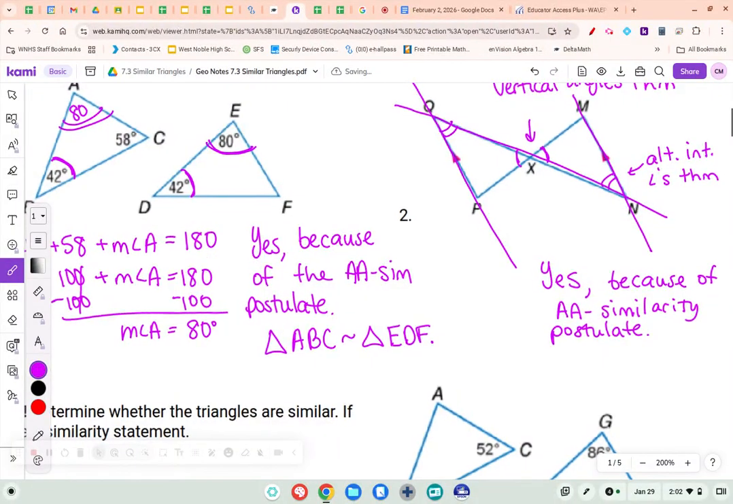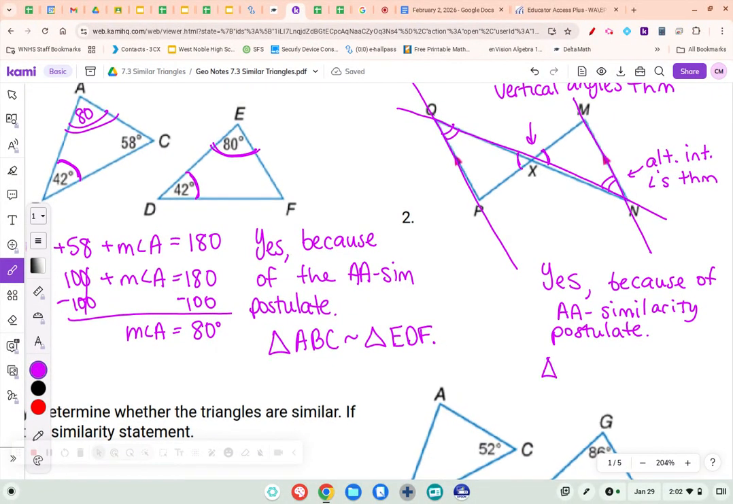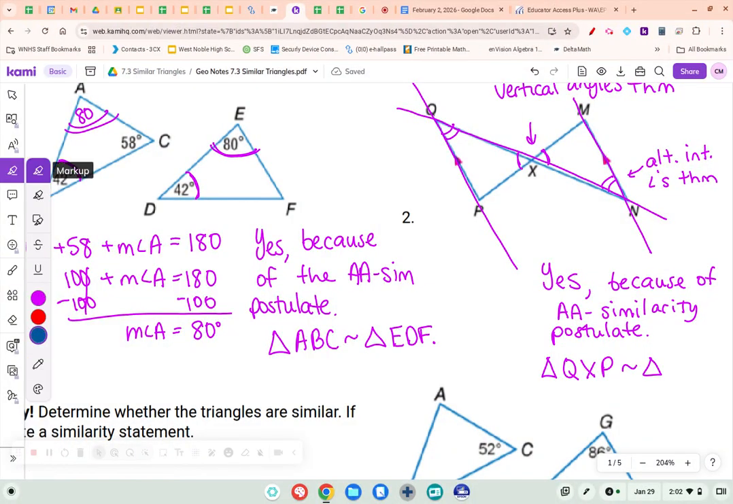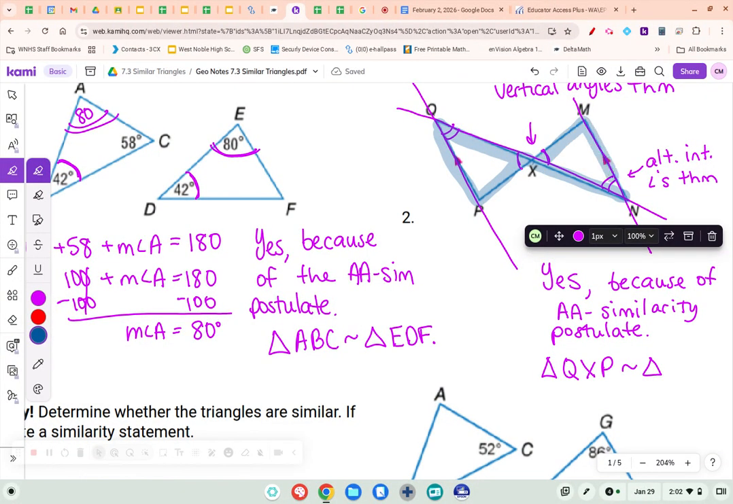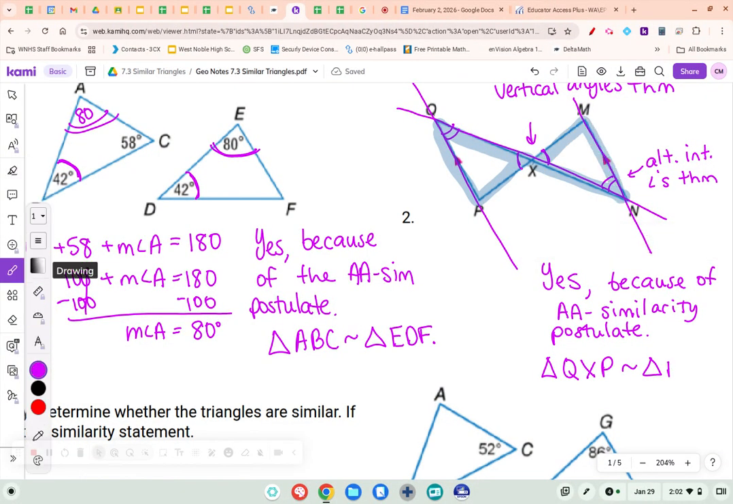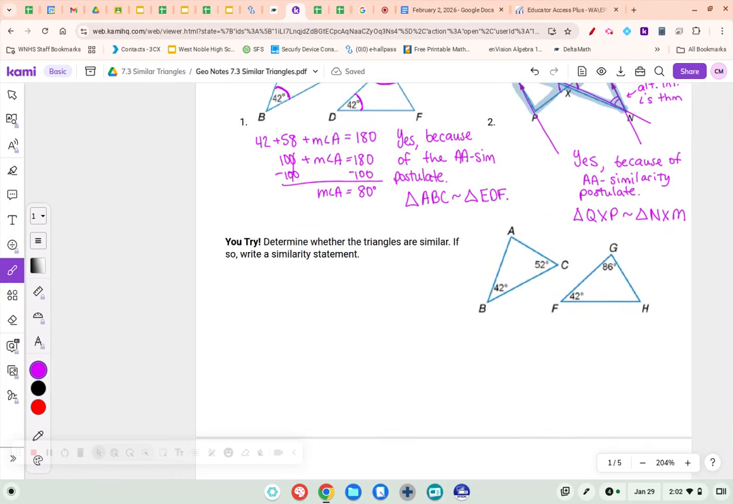So we can state that these triangles are similar with a similarity statement. So we have triangle QXP. I got to make the second one match. And when I say match, I mean I go from double mark to single mark to no mark. So I got to do that over here. NXM. Okay? Go ahead and pause me. Try this next one.